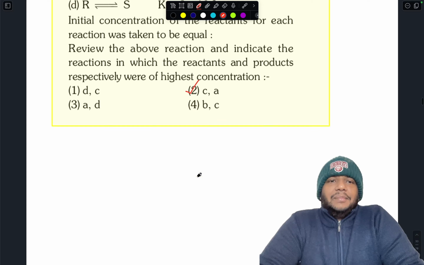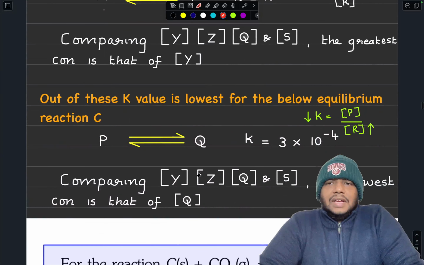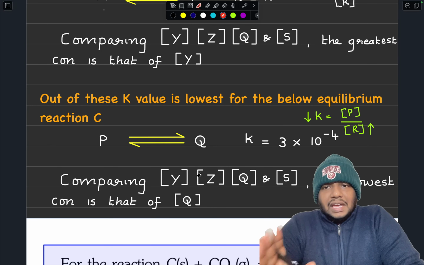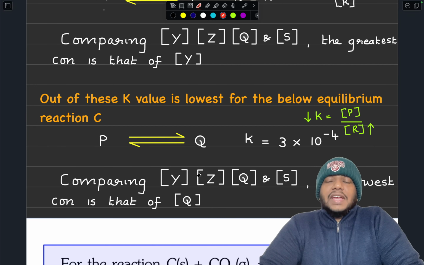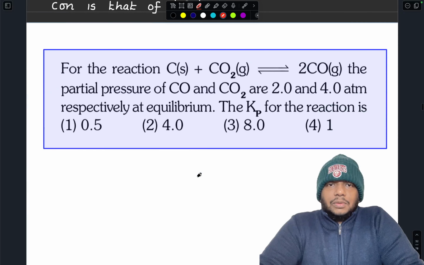I hope this question is clear for you. Any doubt? Based on the simple K equation, if the K value is higher, that simply means the product concentration is higher or the reactant concentration is the lowest. If the K value is the lowest, that means the product concentration is lowest or the reactant concentration is the highest. Now let's go to the next question.